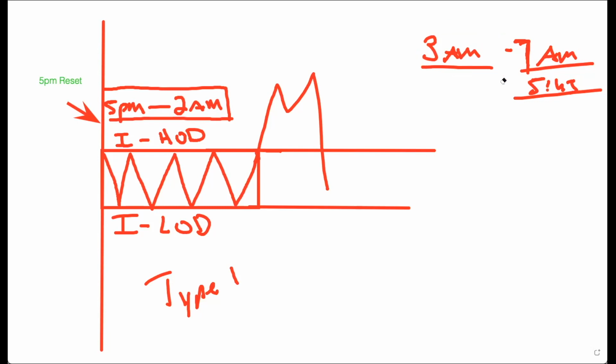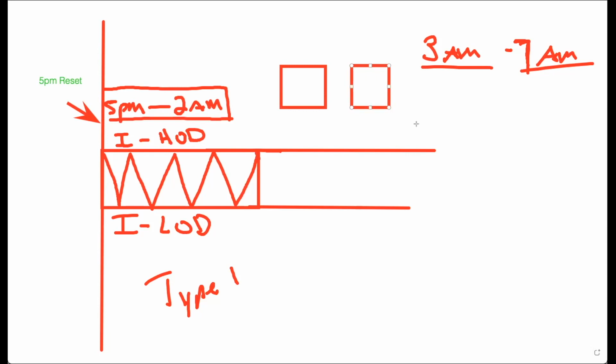Now with the type 1 setups, an important factor to understand is that there could be different variations of the type 1 setup. So here's what I mean. Let's just pretend that this box here represents the London session, the 3 to 7. And then let's say that this box represents the US session time frame. The US session time frame that we're looking at is 8 a.m. through about maximum 12 p.m.